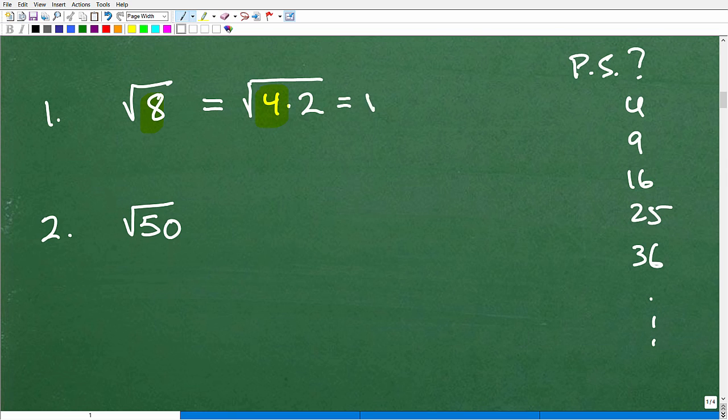So now we'll break up these guys. The square root of 4 times the square root of 2. You're like, awesome, I got this perfect square right there. Square root of 4 is 2, so the square root of 8 is equal to, we'll write our answer down here, 2 times the square root of 2.